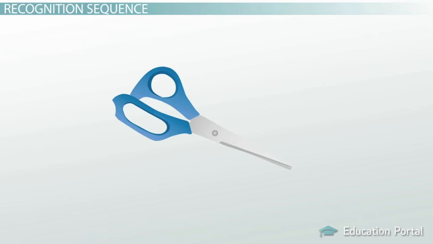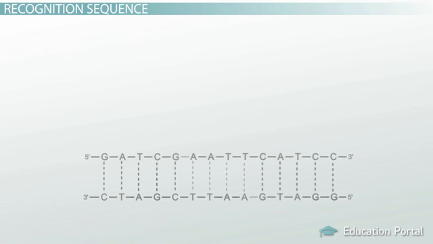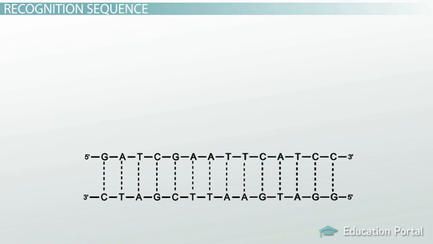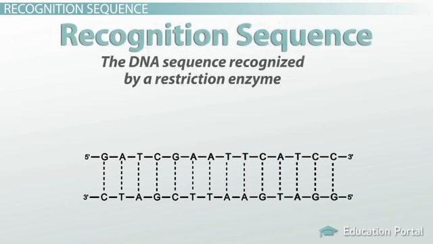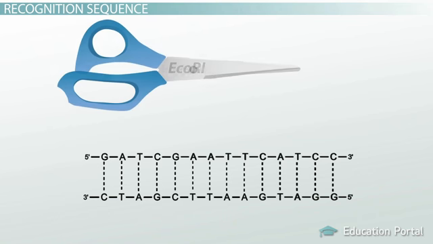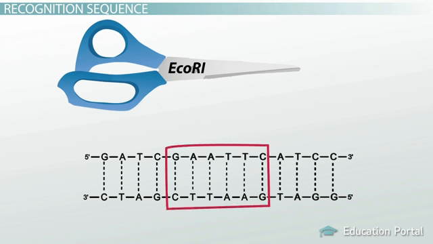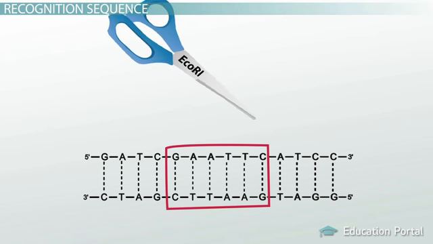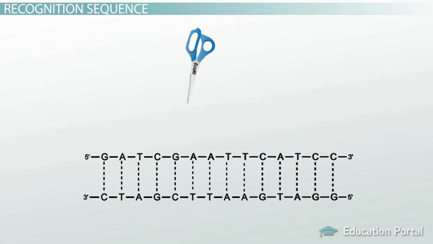One of the key traits of a restriction enzyme that makes it so valuable to scientists is the fact that restriction enzymes cut at or near a specific sequence of DNA. The DNA sequence recognized by a restriction enzyme is known as the recognition sequence. Let's look at a specific example to see how this works. The restriction enzyme EcoR1 recognizes the sequence GAATTC. Whenever EcoR1 sees this particular 6-nucleotide sequence, it's going to make a cut in the DNA.